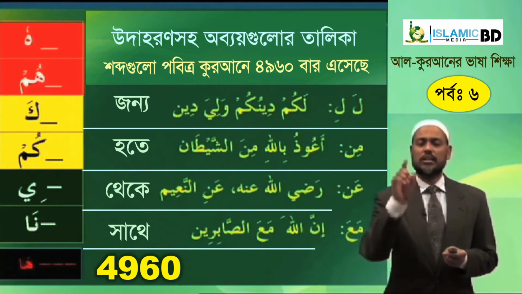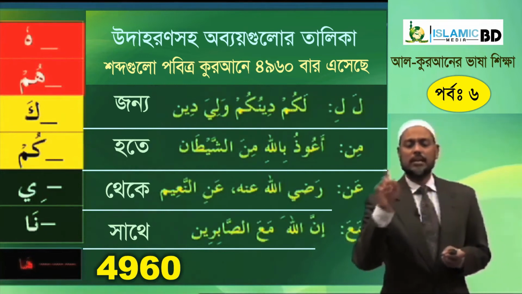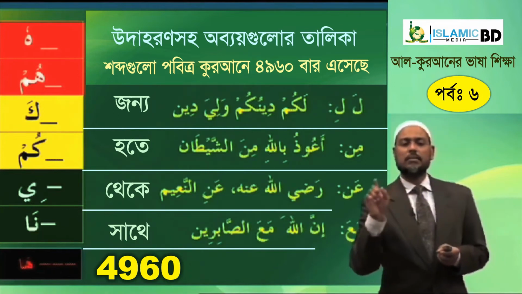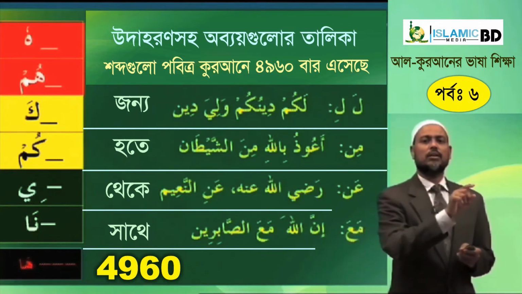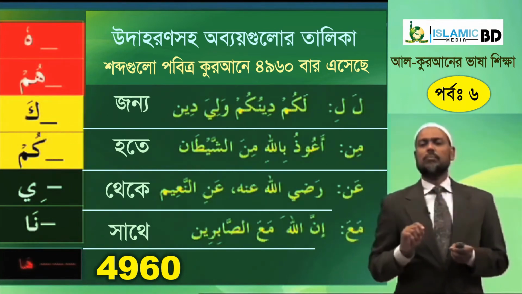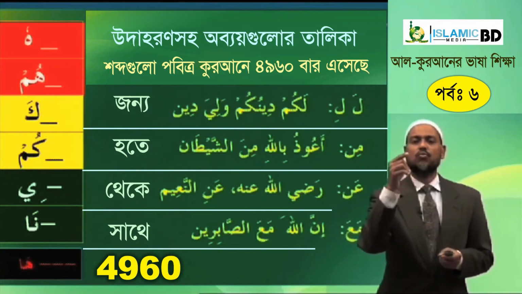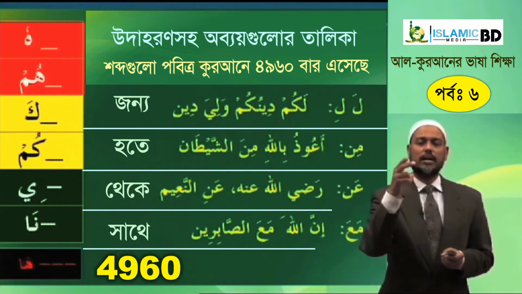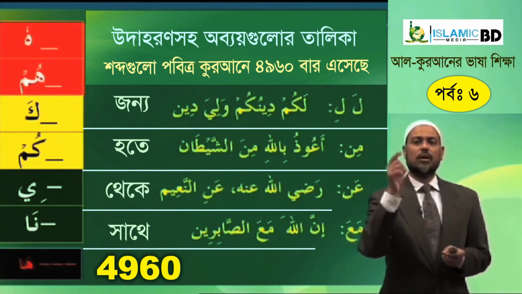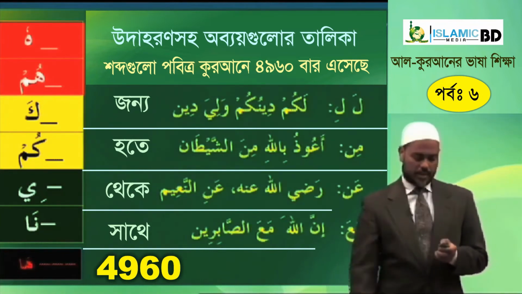Let's do it two more times. La only means for. Example, lakum dinukum waliyadin. Min means from. An means with. Ma'a means with, as-sabirin. Okay, now just tell me the meanings. La only means for, min means from, an means with, ma'a means with. Again, la only means for, min means from, an means with, ma'a means with. You can practice like that.